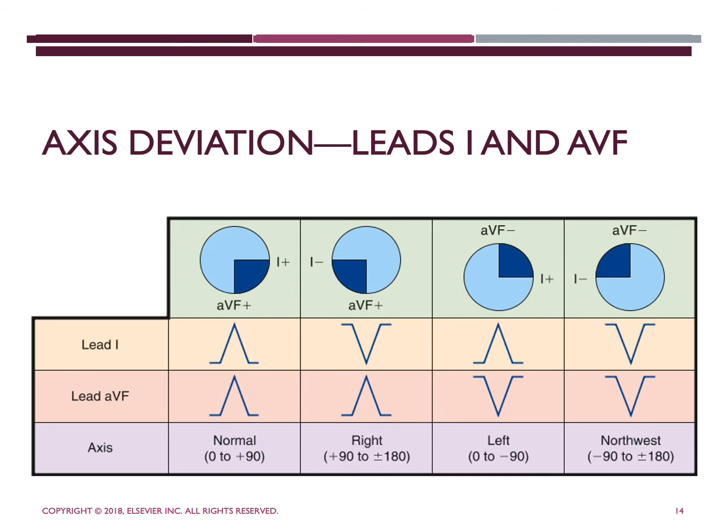Lead 1 and aVF divide the heart into 4 quadrants. So these two leads can be used to quickly estimate electrical axis. In leads 1 and aVF, the QRS complex is normally going to be positive. If that QRS complex in either or both of these leads is negative, axis deviation is present.